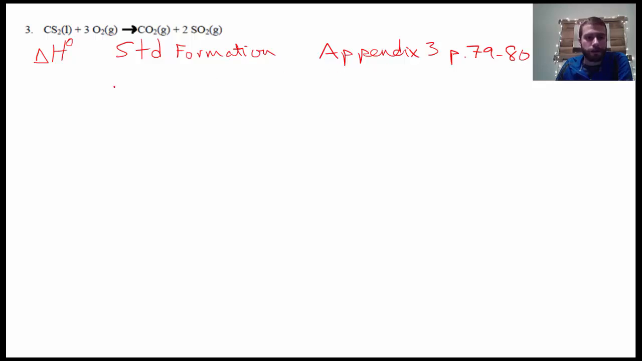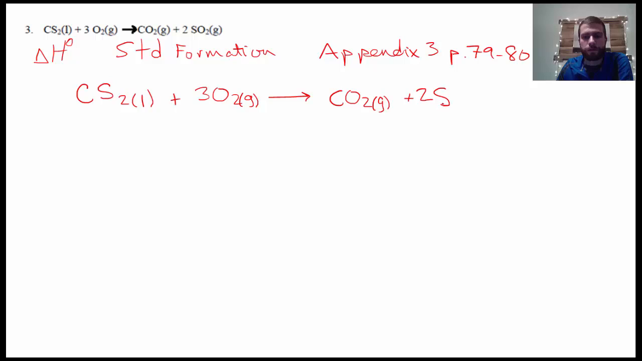Okay, and so we've got our reaction here, which I'm going to show a little bit bigger. CS2 liquid plus 3 oxygens, which is a gas, yields CO2, also a gas, and 2 SO2s, sulfur dioxide.